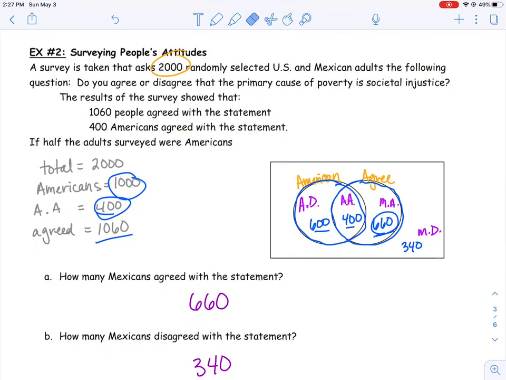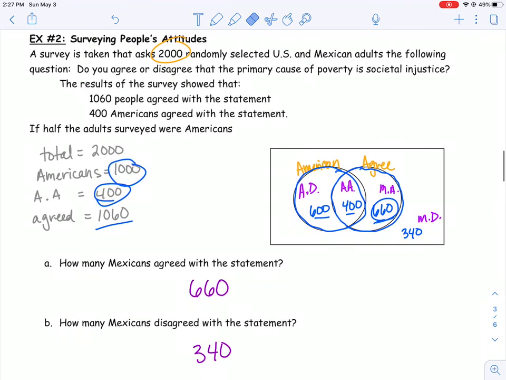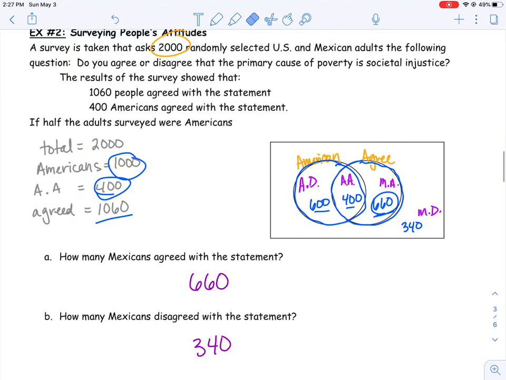Kind of tricky at first getting the Venn diagram to work, but it's helpful later on when we go to answer more questions about the survey. Practice that one, and then we'll do the last video here in a second.